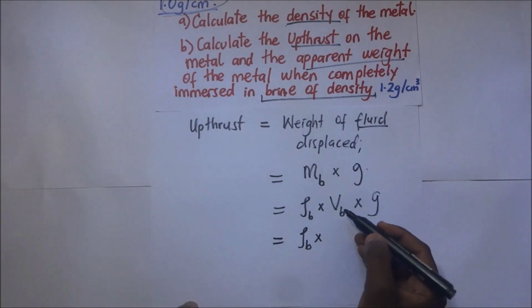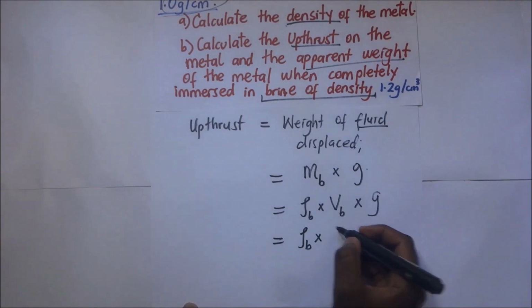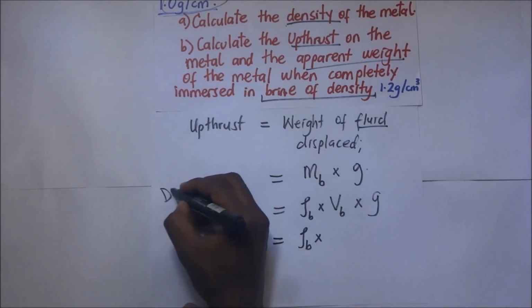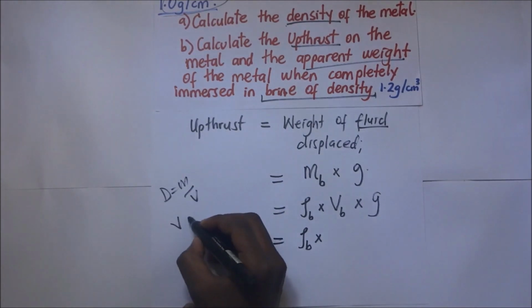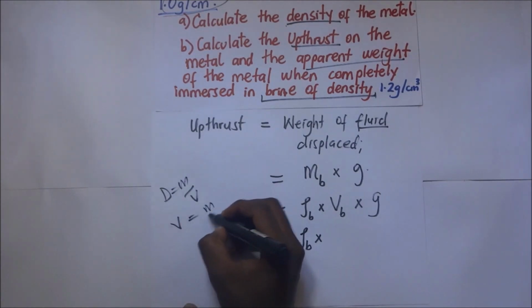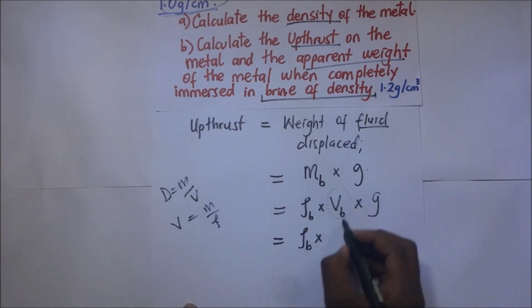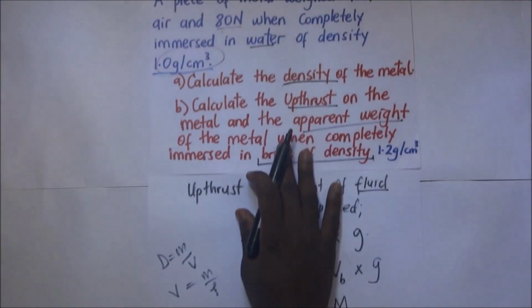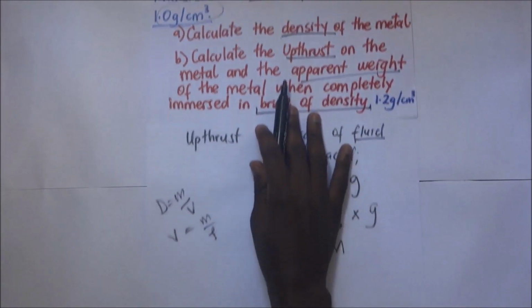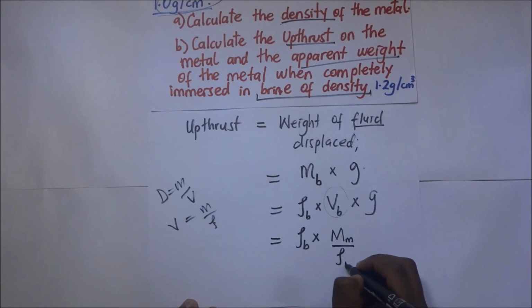The volume of the brine, you know that volume is given by mass over density. We know density is equal to mass over volume, so making V the subject of the formula, volume is going to be equal to mass over density. In this case, since we're looking at the volume of the brine, it's the same as the volume of the metal that displaced it. So it's going to be given by the mass of the metal divided by the density of the metal.